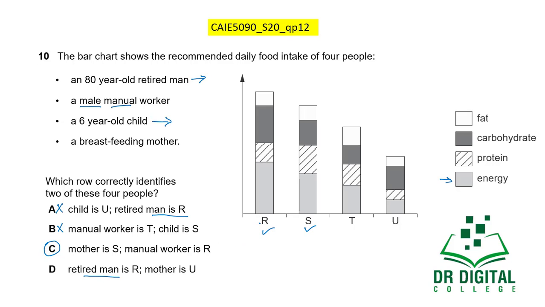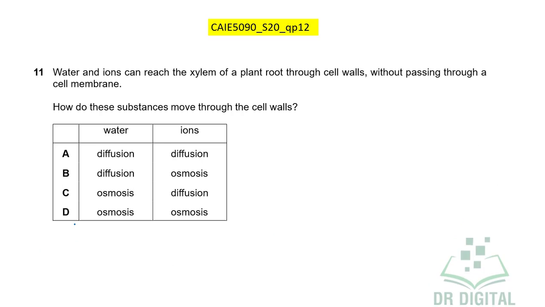A retired man cannot use too much energy as compared to the others. So option D is wrong. So the answer for this question is C.